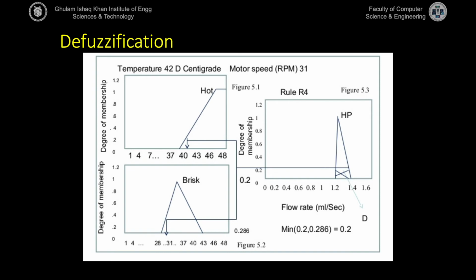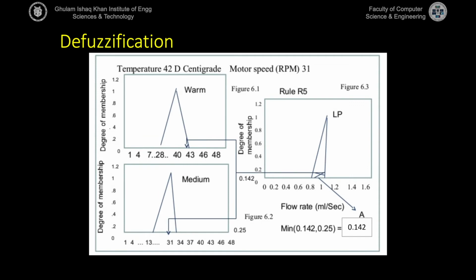For a temperature of 42 degrees and motor speed of 31, the other thing that we identified is that the temperature can be hot and the fan speed can be brisk. If we compute the membership functions for 42 degrees and for 31 fan speed, the membership value comes out to be 0.2, since 0.2 is the lowest value between 0.2 and 0.286. So from brisk we are getting 0.286, from hot the membership value is 0.2, and the minimum of them is 0.2. Again checking 0.2, but this time with high positive, since rule R4 suggests that with hot and brisk it is going to be high positive. We get this region, again we compute the centroid of this region, and the centroid corresponds to, let's say, 1.25 milliliters per second for the flow. So the answer for this case is 1.25. So now we have got two different values.